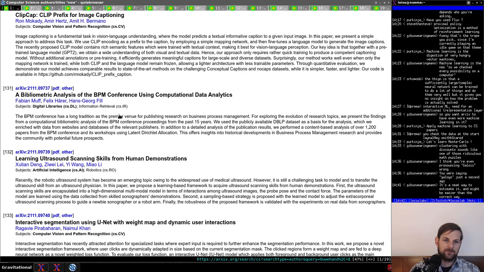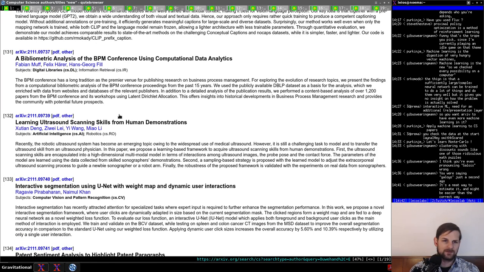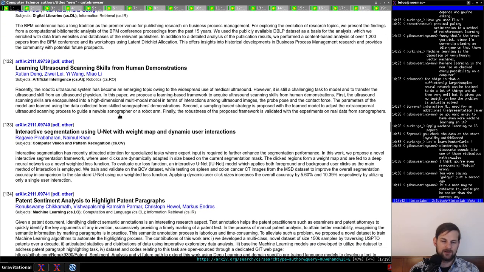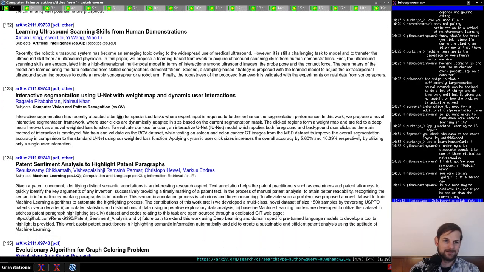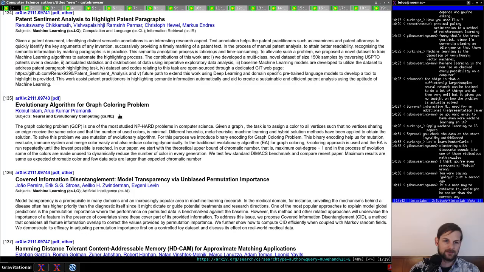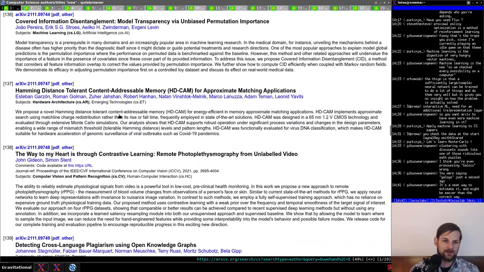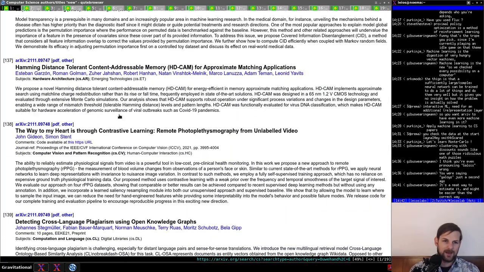Bibliometric analysis of the BPM conference using computational data analytics. What is a BPM conference? I should know, shouldn't I? But I don't. Learning ultrasound scanning, let's see, computer vision, machine learning, neural and evolutionary computing, machine learning, hardware architecture, having distance tolerant content addressable memory for approximate matching applications. Okay.